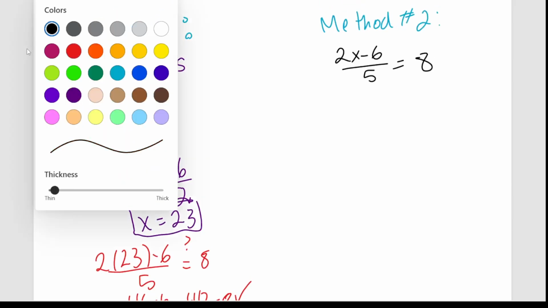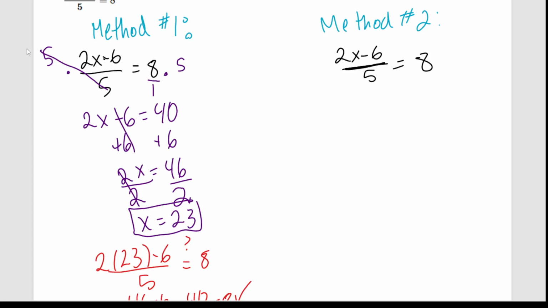As an alternative method, since both of these numbers are over the same denominator, technically that means that we can sort of distribute that division. And what do I mean by that? Well, that means that this is the same thing as 2x over 5 minus 6 over 5. Tomato, tomato. I just distributed that division to both of those terms because there's sort of an implied parentheses up here, if you will, by that big old fraction bar.